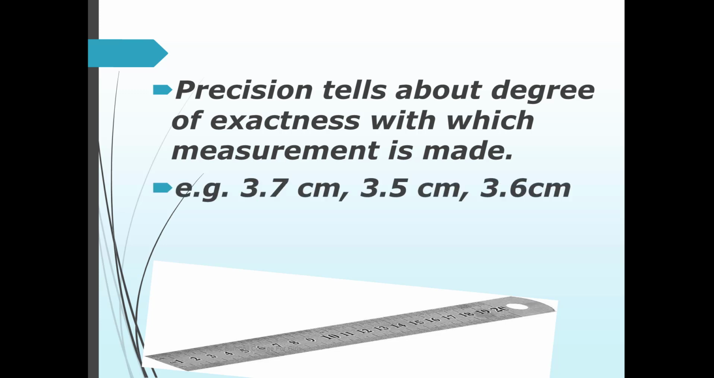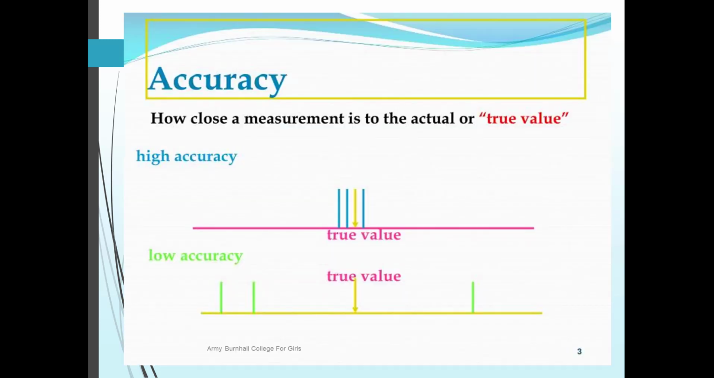For example, we are measuring the length of an object which is giving us 3.7 centimeter, 3.5 centimeter, 3.6 centimeter. All these values are close to each other. It doesn't matter what the actual length is, but these measurements are precise because they are close to each other. Hope this is clear.